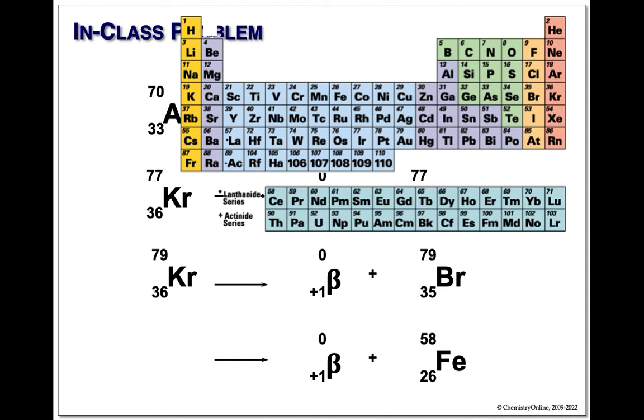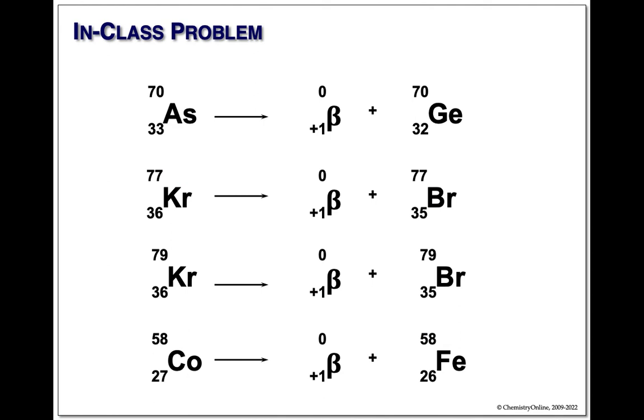And our last one, we're making iron 58. Our mass number will be 58. Our atomic number over here will be 27. And there it is, cobalt. Cobalt 58. Any questions?